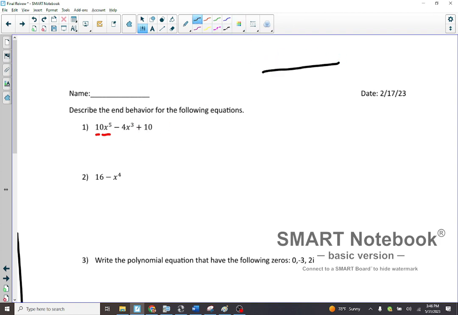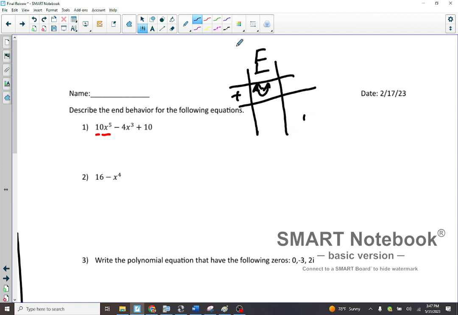So, with that in mind, if it's negative and even, and positive and even, let me fix that. So if it's even and positive, it would look like up this and up this. So as x goes to positive infinity, it will be positive infinity. As x goes to negative infinity, it will be positive infinity. If it's negative, it'll be down this way.